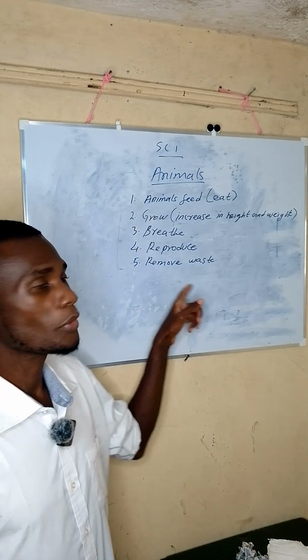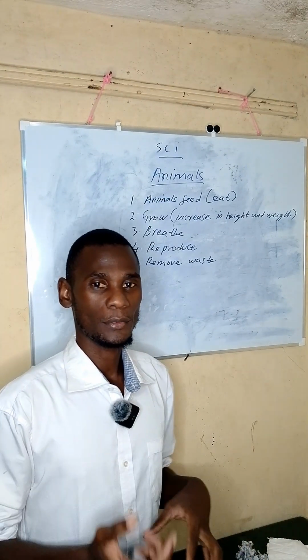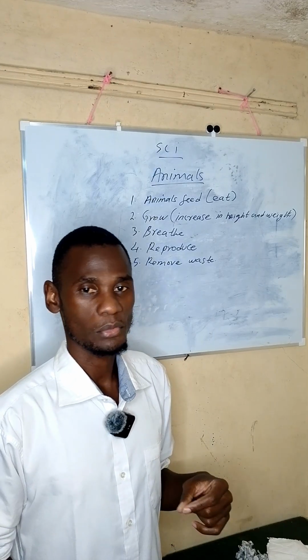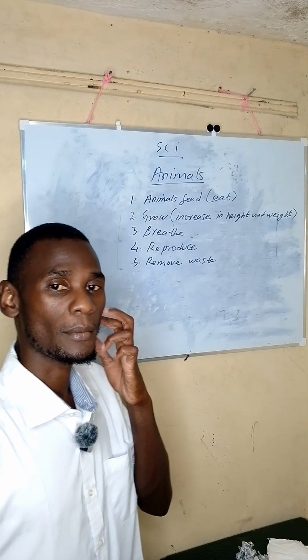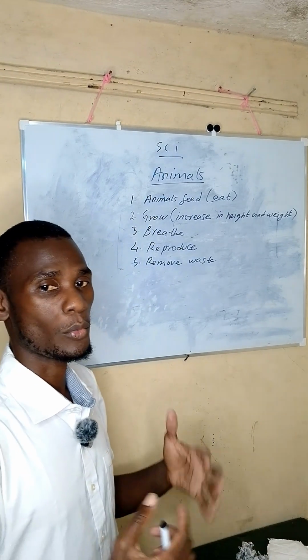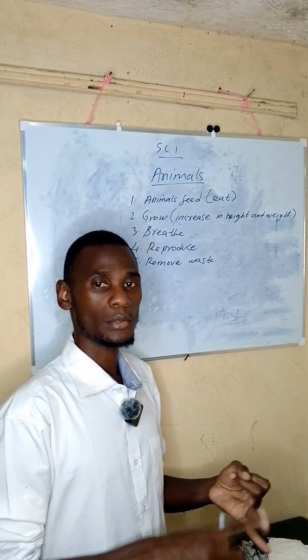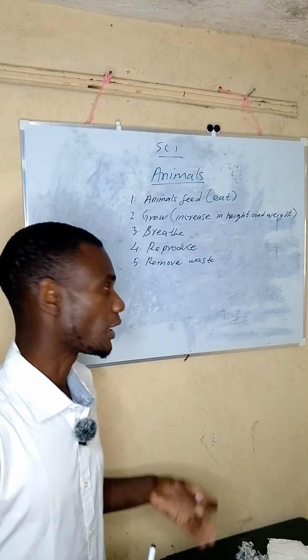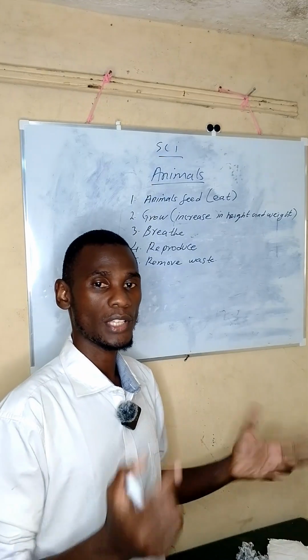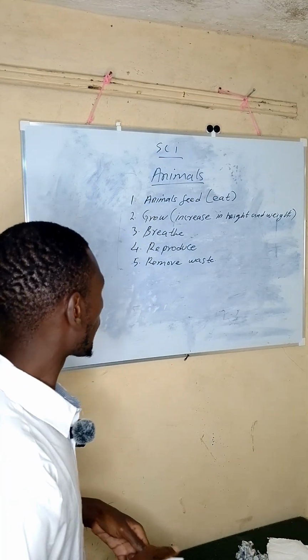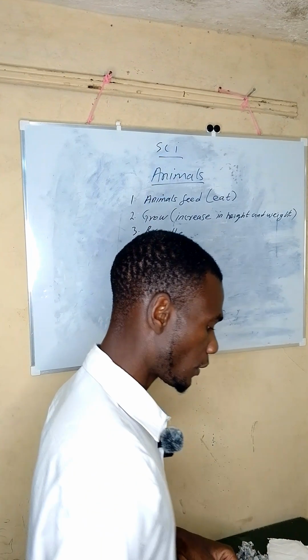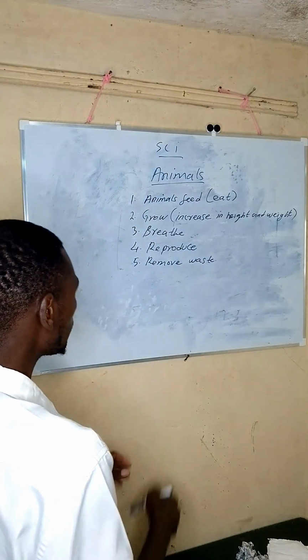So when we talk about removing waste, it's not just a matter of going to the toilet and you remove the stool. No, the stool is one of them, but there are quite a number of waste. So we have the stool, we have the sweat, we have the carbon dioxide, and again we have the urine. All those are called waste, as a common characteristic of all animals.